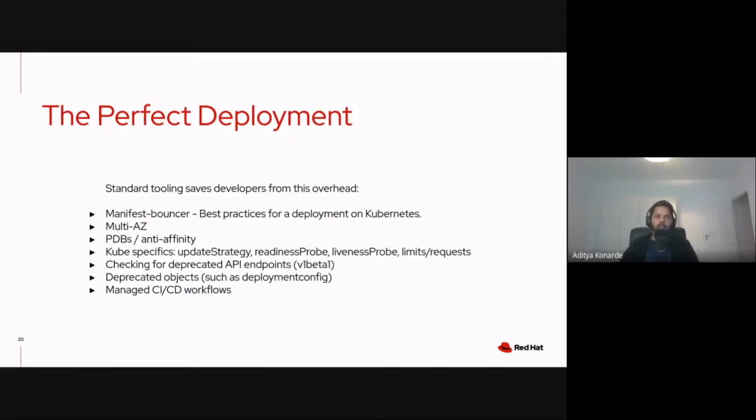SRE also has some standard patterns like multi-AZ, ensuring pod disruption budgets and anti-affinity for pods for HA, and some Kubernetes specifics such as enforcing the update strategy, readiness probes, liveness probes, limits and requests, and all of them being up to the mark. We also check for deprecated API endpoints, deprecated objects, and manage other CI and CD workflows to standardize across teams and across services and provide improvements across the board.